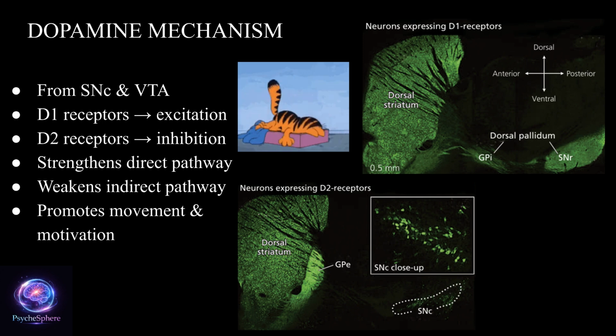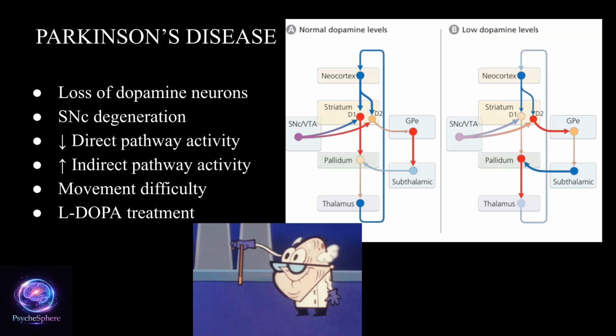So, it weakens the indirect pathway. So, overall, dopamine makes it easier for actions to occur, and that's why dopamine is associated with motivation and movement. Now let's connect this to real life.